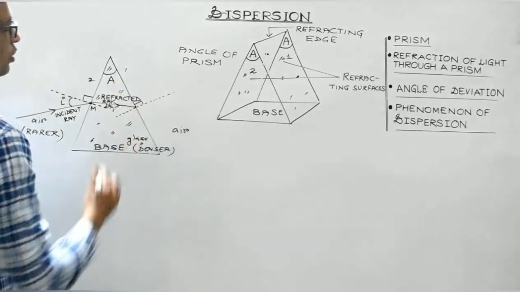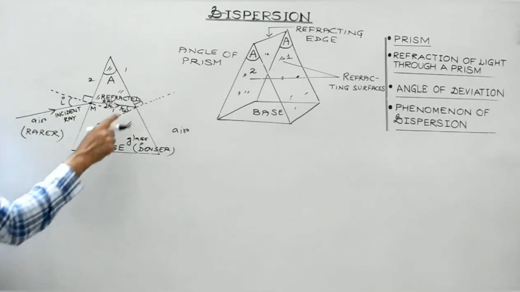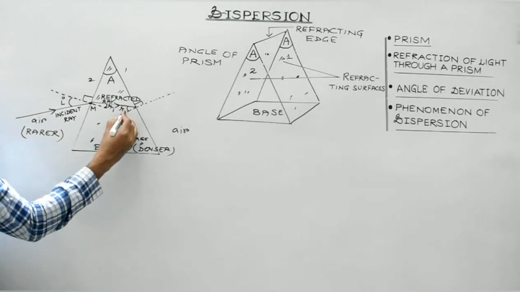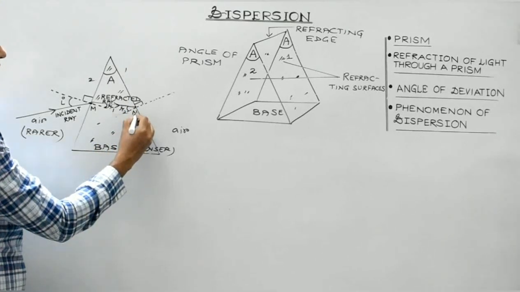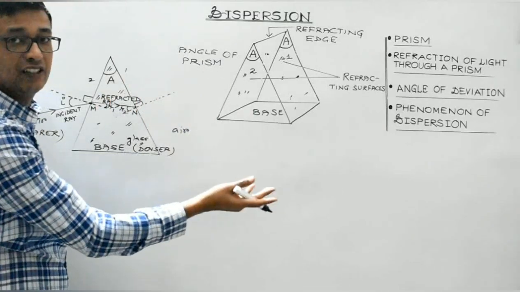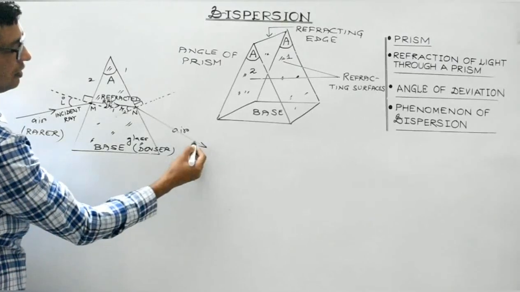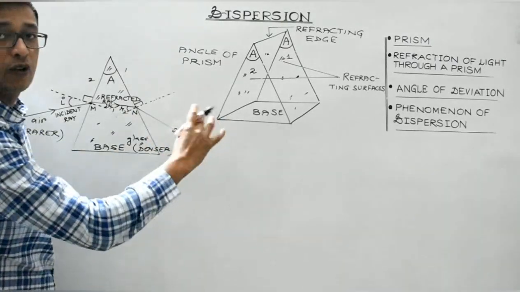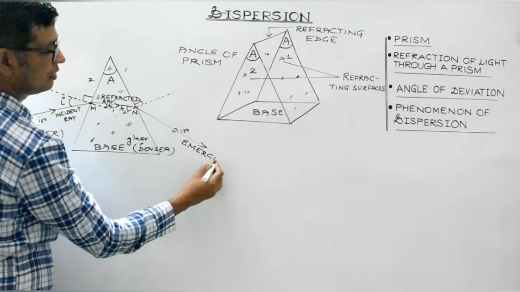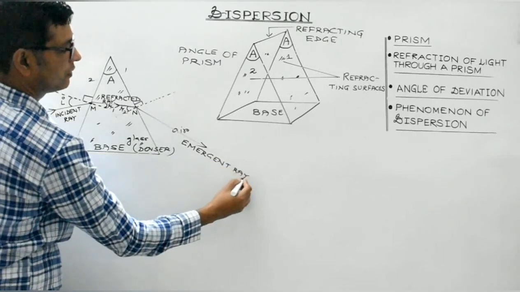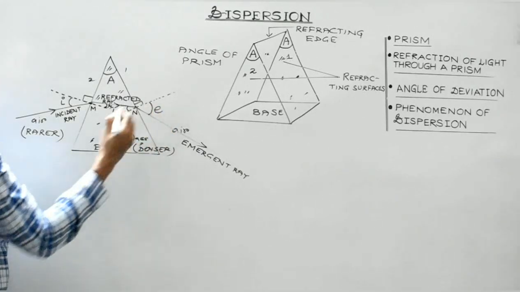This is 90 degrees. This is another normal. So this angle, suppose we represent it by R2. Right? So at this point, suppose this is point N. The ray is traveling from denser to rarer. So it will bend away from the normal. This is the normal. It will bend away from the normal. This ray emerging out from the other refracting face of the prism is known as the emergent ray. And the angle which this emergent ray makes with the normal is known as angle of emergence.